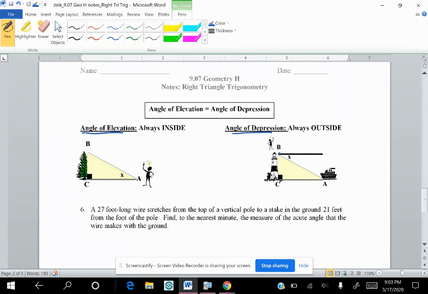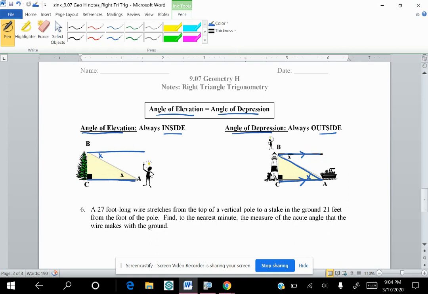The beauty here is that the angle of elevation is always equal to the angle of depression. Why? Well, here you have your horizontal line of sight for angle of depression that would be parallel to the ground here. So what we've created are alternate interior angles. If those lines are parallel, then those angles are congruent. And here again, if I was finding my angle of depression, it again would form those alternate exterior angles. So the angle of depression is always on the outside of the triangle. Angle of elevation is always inside.